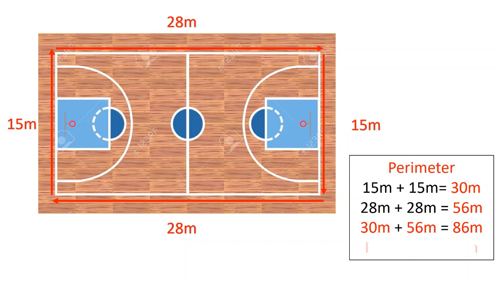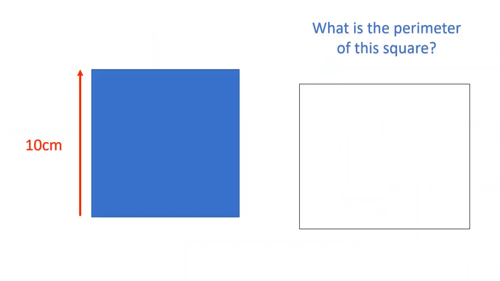Now we looked at rectangles so far. One special thing that we can see when we're looking at squares, if I show you a square here and tell you that one side is 10 centimetres, if you want to pause the video, see if you can work out what the perimeter of the whole square will be.